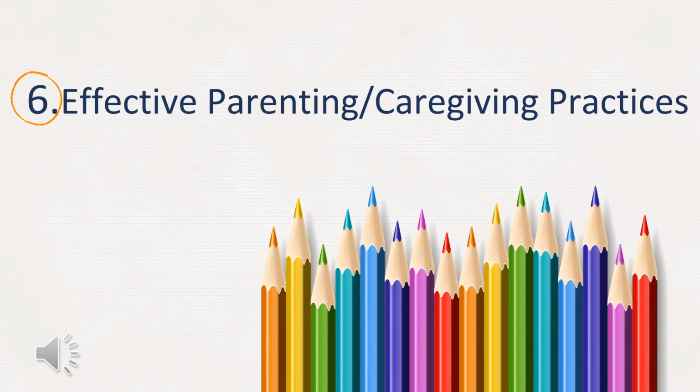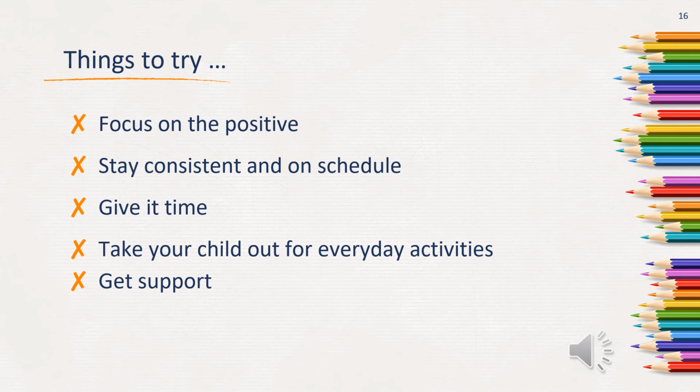Considering some of the challenges that families face when having a child with ASD, it is important to give effective parenting and caregiving practices. Here's a list of things that families and caretakers could try, and this includes focusing on the positive, staying consistent and on schedule, giving it time, taking your child out for everyday activities, and getting support, whether that's emotional or financial.